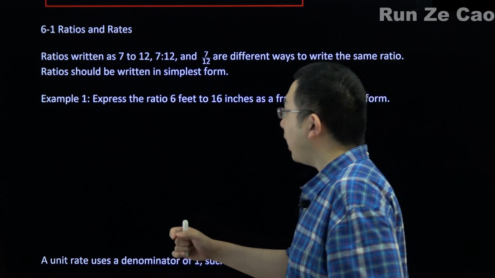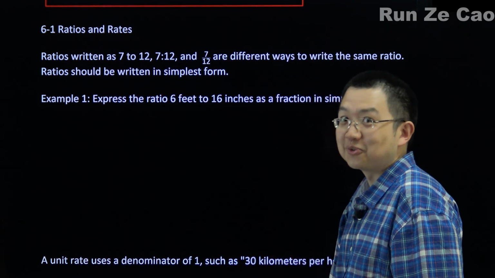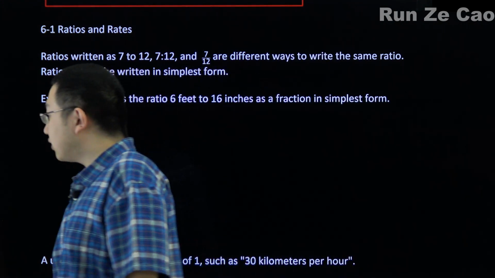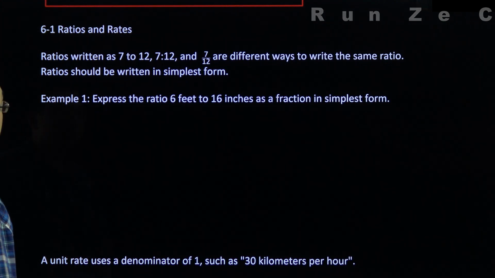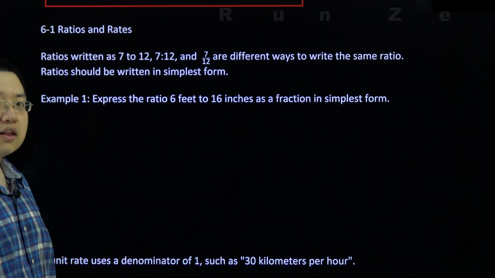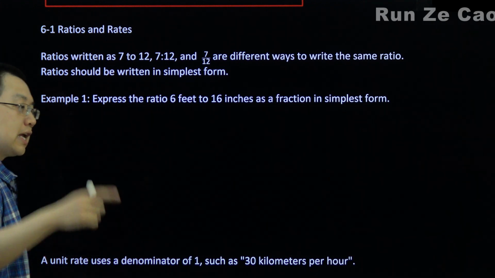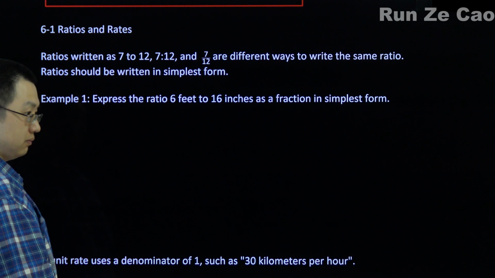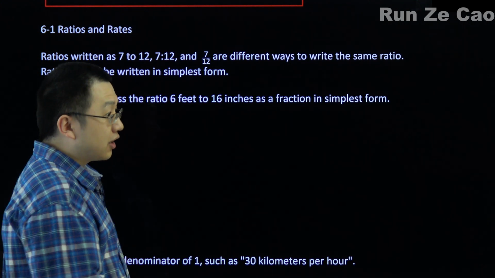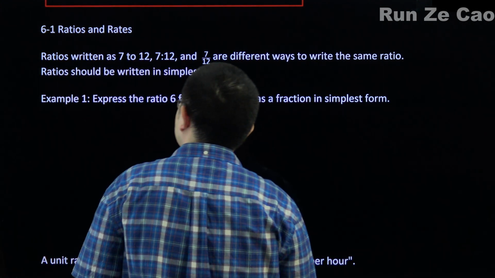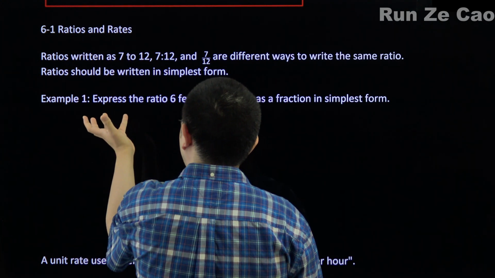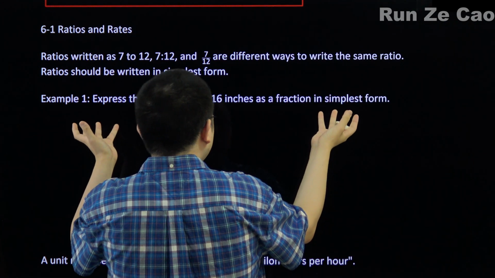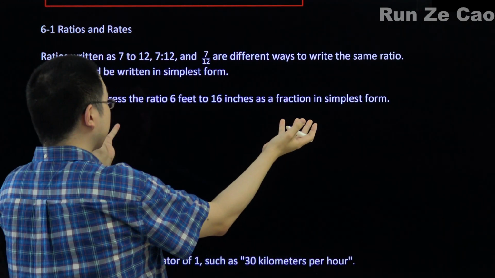Ratios written as 7 to 12 as you read this, or 7/12 are different ways to write the same ratio. Ratios should be written in simplest form, unless you are comparing two ratios. Because, guys, comparing, say, 3/4 and then 8/12. How do we compare them?